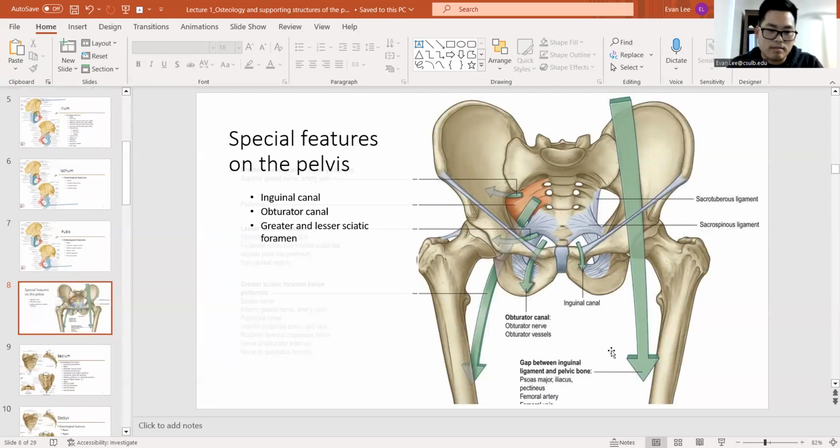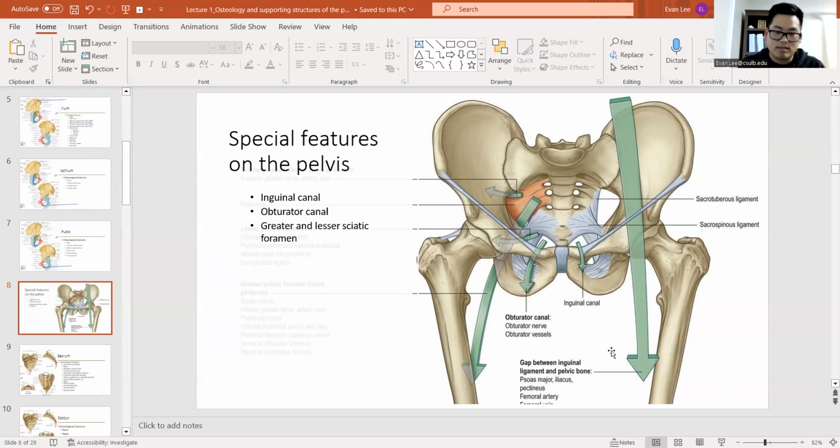Looking at the pelvis, there are some interesting things that you'll see here. Some special features include the inguinal canal, the obturator canal, and the greater and lesser sciatic foramen, which are formed by the greater and lesser sciatic notch, but also some ligaments that we'll be introducing as well. These are basically mostly spaces that stuff is able to travel through.